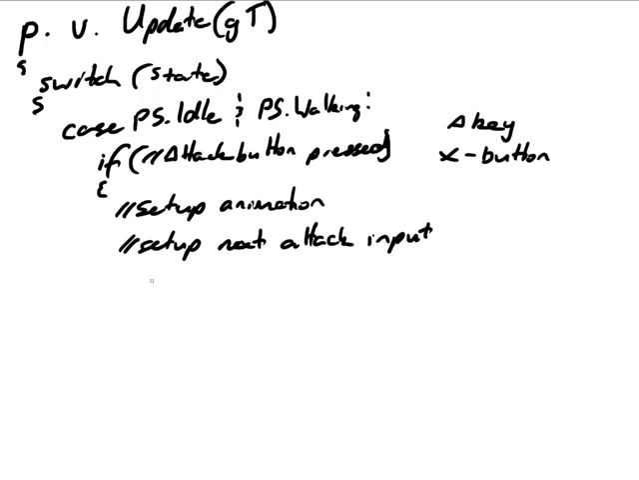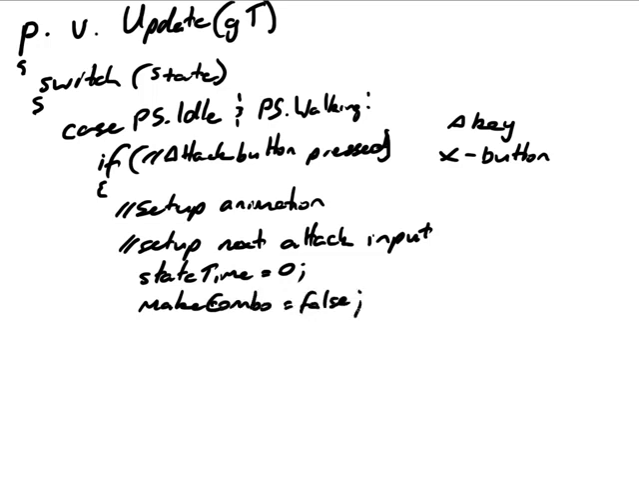Well, in here we need to set state time equal to 0. We need to make our combo false. Combo equal to false. We need to set our state as well. Make sure we're pointing now at attack 1. And inside setup animation, we'll be calling set draw area. So over here I'm just going to put set draw area.